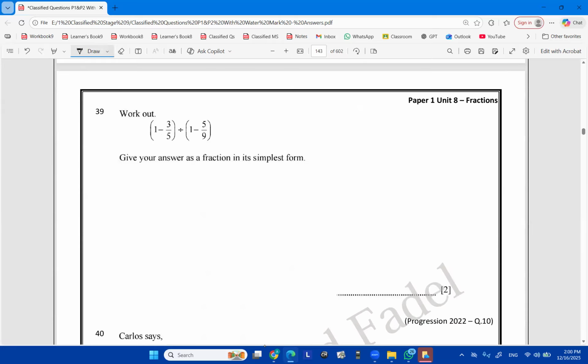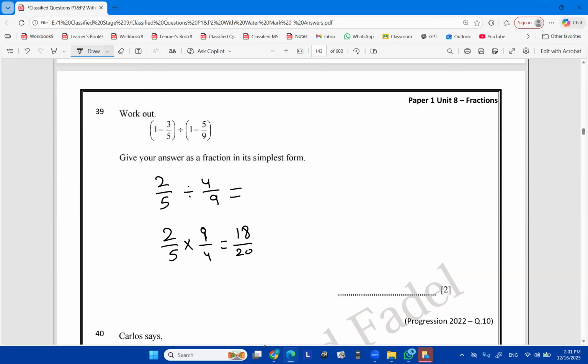1 minus 3/5 is 2/5. 1 whole, take away from it 3/5. What is left? 2/5. Divided by 1 whole, take away from it 5/9. What is going to be left? 4/9. Or as if you're saying 5 over 5 minus 3 over 5, 2 over 5. 9 over 9 minus 5 over 9, 4 over 9, equals, keep change flip, 18 over 20. Simplest form.